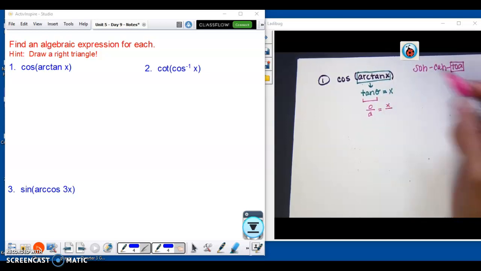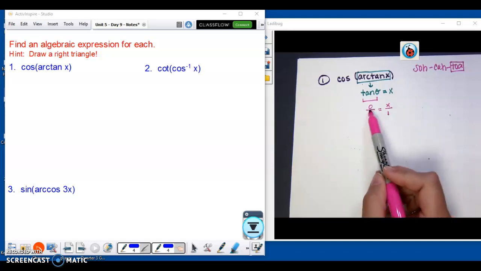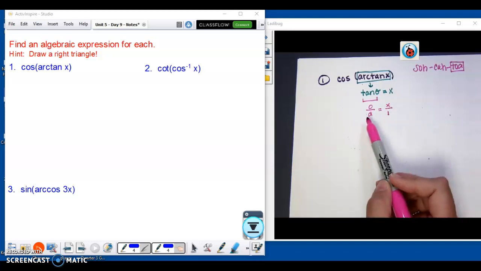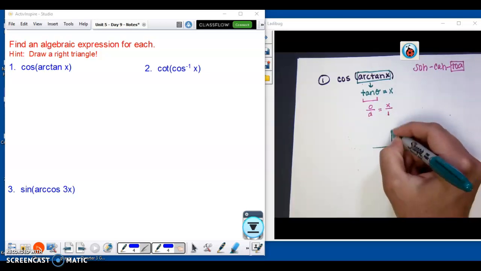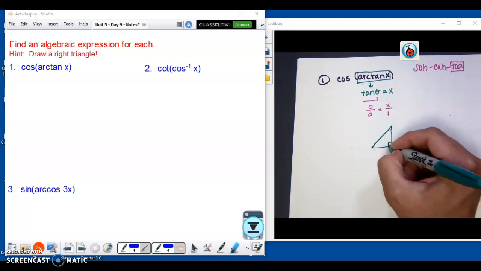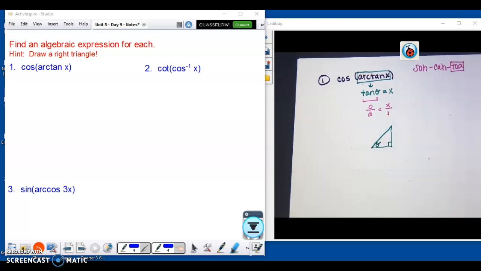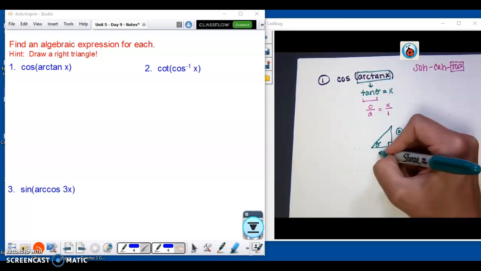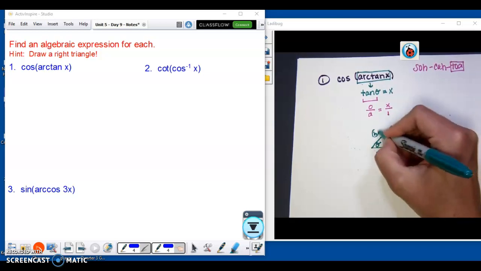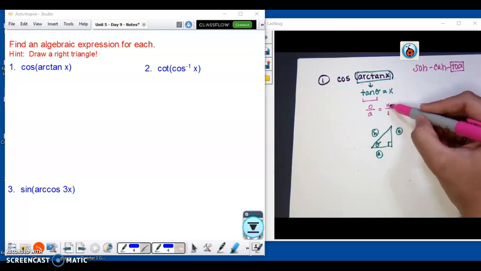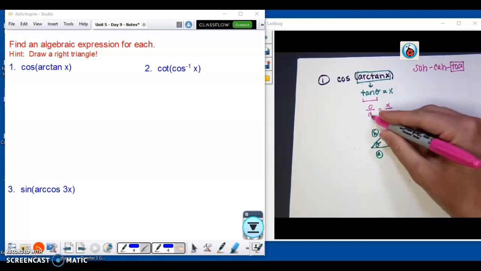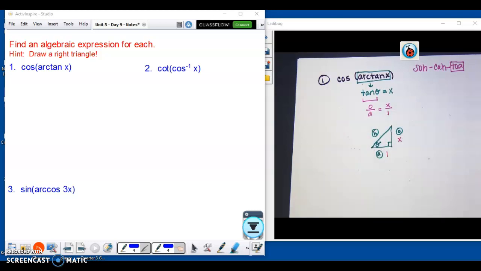So that I can write it as a fraction, this is the same thing as saying x over 1. So that tells me that my opposite part is x and my adjacent part is 1. So I'm going to draw a triangle. You can draw your right triangle however you want. Just label your angle so you know where everything's going to go. So this would be my opposite, this would be my adjacent, this would be my hypotenuse according to my angle. So we said opposite is x, adjacent is 1.